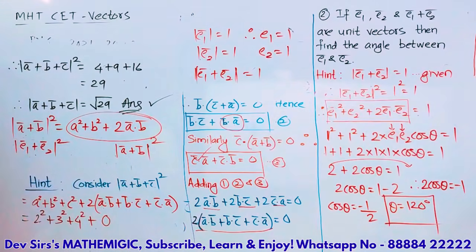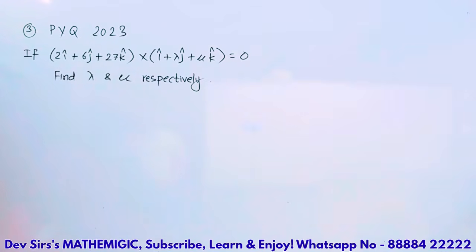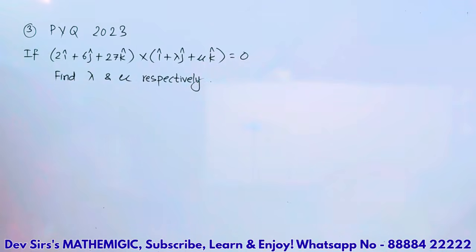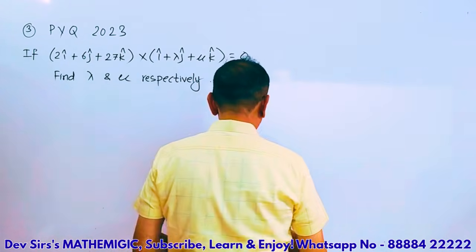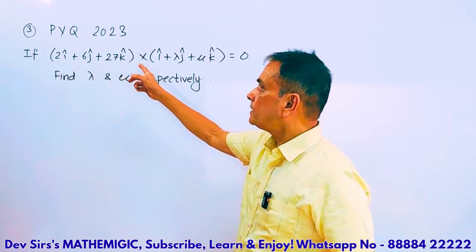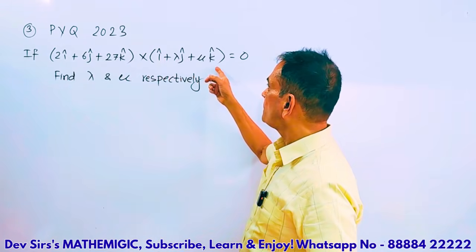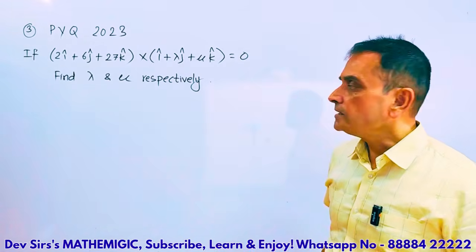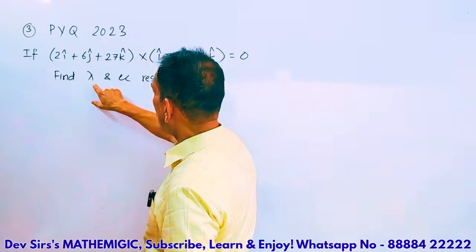Write it down, everyone. All right. We have one more problem now. PYQ 2023. Simple one. Okay. So we are given this vector cross second vector equal to 0. Their cross product is 0. In that case, find the value of lambda and mu.